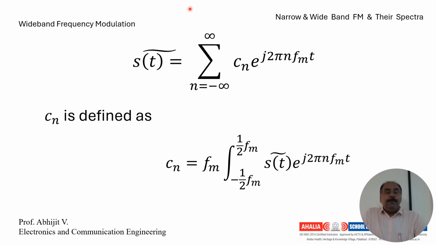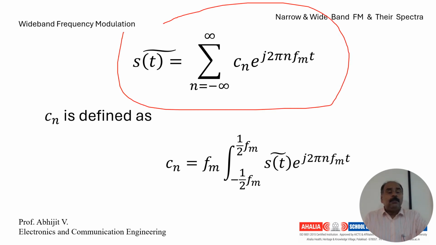So we have defined this as the periodic function of time. Now this term Cn will be defined as Cn is equal to fm times the integral from minus 1 by 2 fm to 1 by 2 fm of S tilde of t e raised to minus j 2 pi n fm t. The term Cn is defined as, now this part, the first thing you have already written in the previous slide. So here you are defining what Cn is. Okay.